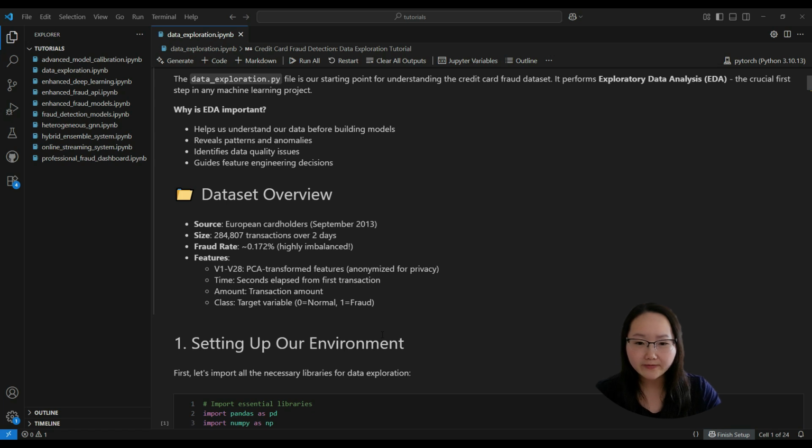The only features not transformed are time, when the transaction occurred, and amount, how much was spent, because those are less sensitive. Today, I will show you exactly how I explore this dataset, the visualizations I created, the patterns I found, and most importantly, why those insights matter for building our models. Let's jump in.